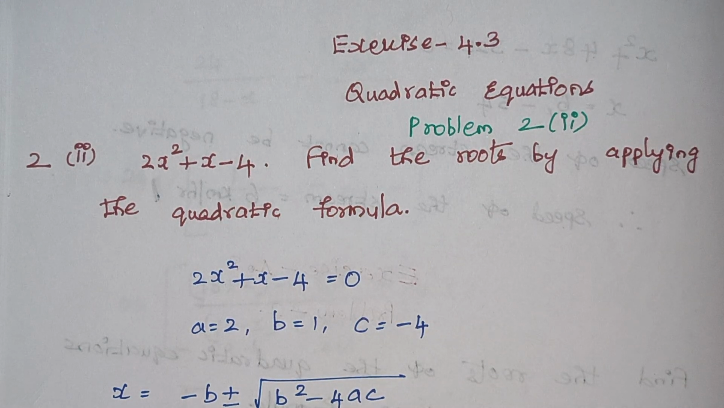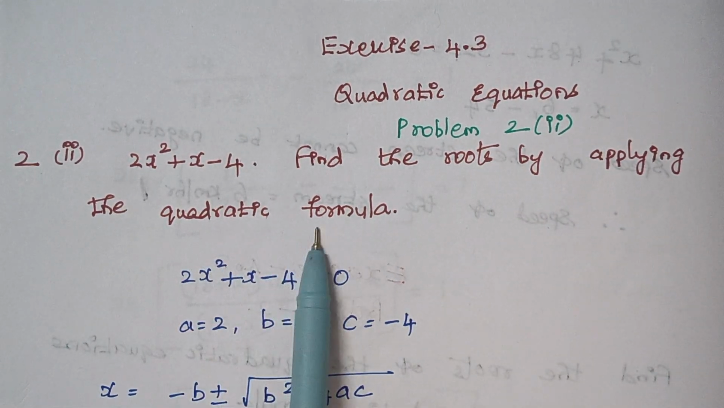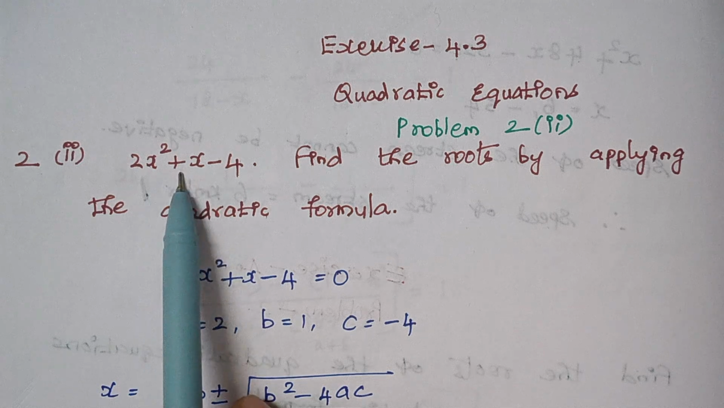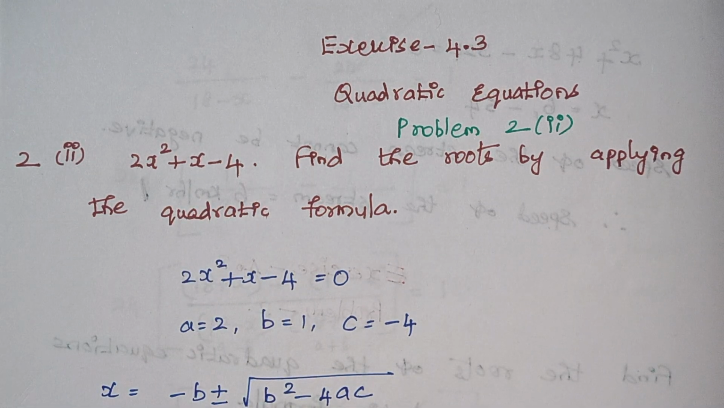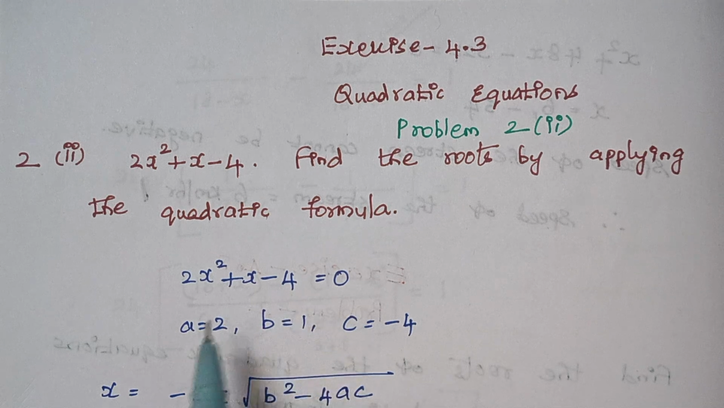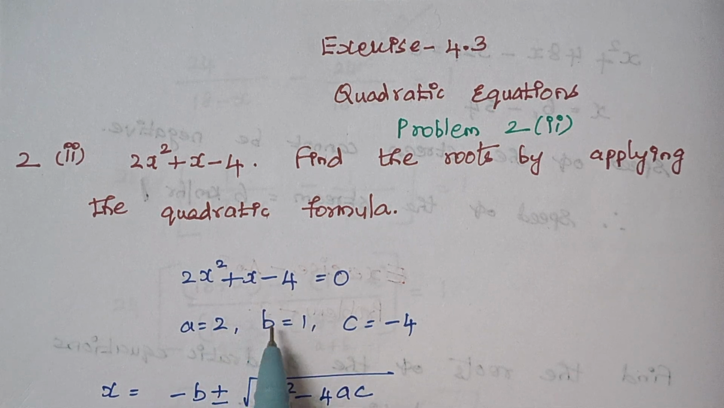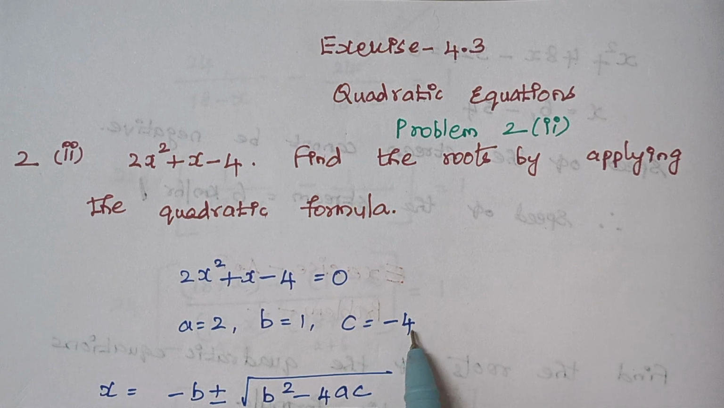Now we proceed with our second question of problem number 2. So here find the roots by applying the quadratic formula. The equation is 2x square plus x minus 4. So first write down the values of a, b and c. So coefficient of x square is a, coefficient of x is b and the constant is c. So here the value of a is 2 and b is, you see the coefficient of x is nothing, so it is 1. So the value of b is 1 and the value of c is minus 4.